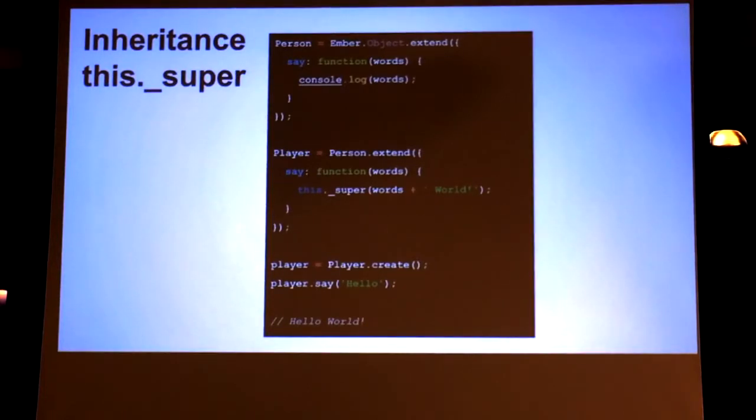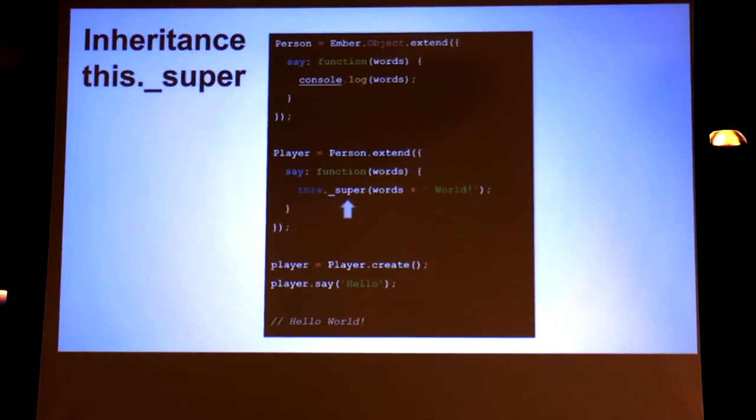Super. If you've done a language like Ruby or Smalltalk, I think Python has something similar, you're used to being able to call up the inheritance chain. If you have a parent class that you inherited from and you redefine a function, you can refer back to that parent's function by calling super. This concept doesn't really exist in JavaScript, but they got around it by being able to call up the prototype chain, and they defined a function called _super.